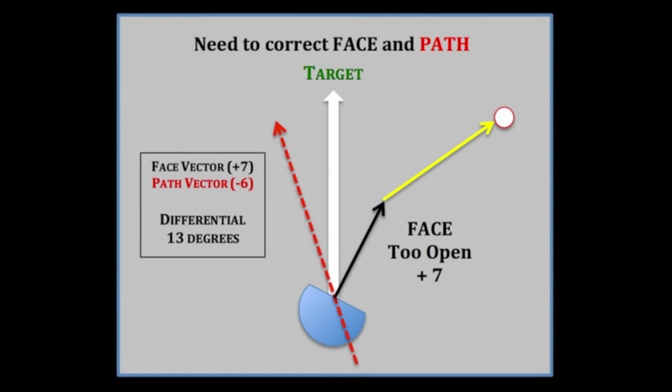Now, if your slice starts more than just a little to the right, but a lot to the right, then you will need to correct both the face and the path. Any instructor who knows the correct ball flight laws and also knows the path and face vectors of their student, either through ball flight observation or exact measurements of a Doppler radar monitor, can accurately diagnose the problem and then implement the correct swing adjustment.